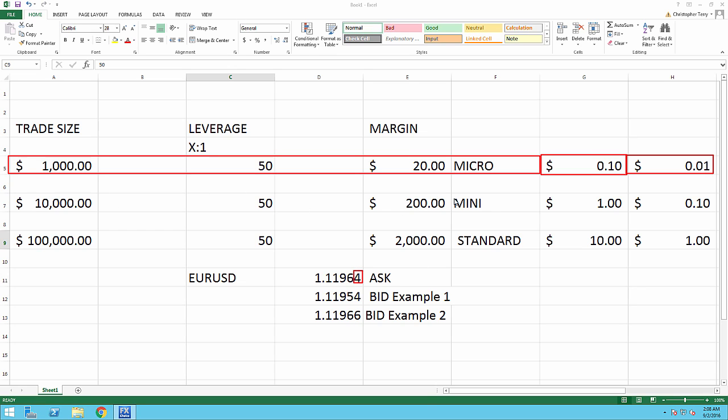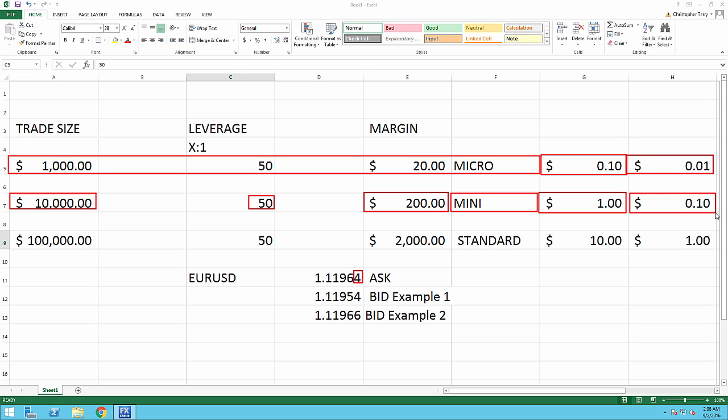Now, looking at the trade size of the next highest, the mini, that leverage is $10,000, and at a 50 to 1 leverage, you only have to put 200 bucks up in your account. So you have $200, you can leverage $10,000 in value, and every time a pip moves, it's $1, or a pipette moves 10 cents. And finally, we have the standard lot, where $100,000 at a 50 to 1 leverage is $2,000. We can also say that the deposit here is 2%, right?